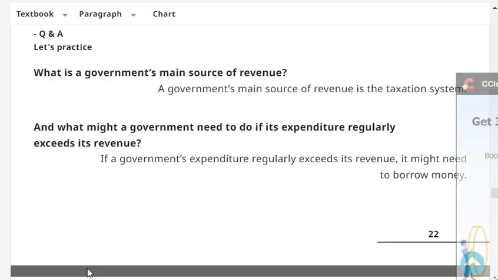What is the government's main source of revenue? A government's main source of revenue is the taxation system. Very good.